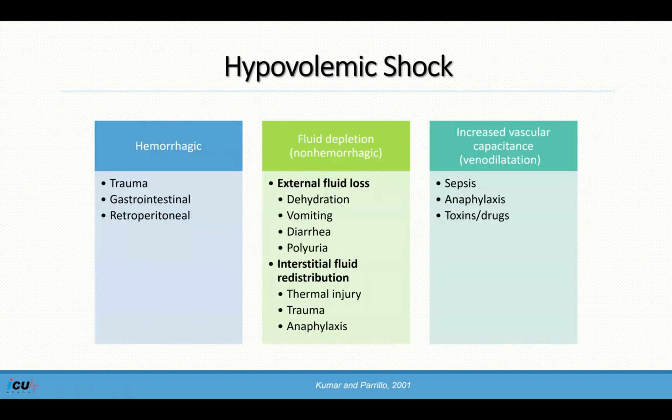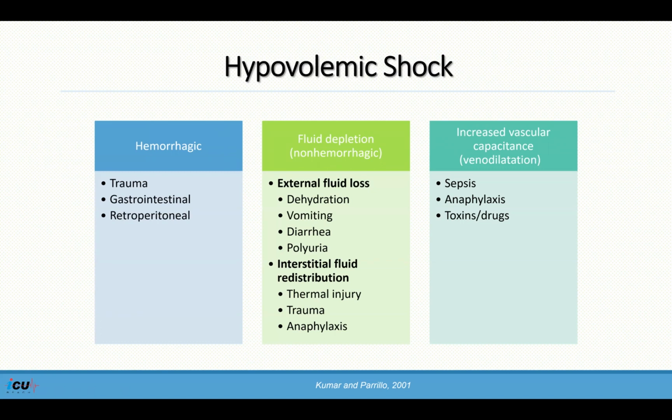The differential diagnosis of hypovolemic shock could be hemorrhagic because of trauma, such as in our case, or internal bleed, GI bleed, retroperitoneal bleed, or any other bleed. It could be non-hemorrhagic fluid depletion because of external loss of fluid with dehydration, vomiting, diarrhea, polyuria, or redistribution of the fluid in thermal injury, trauma, and anaphylaxis.